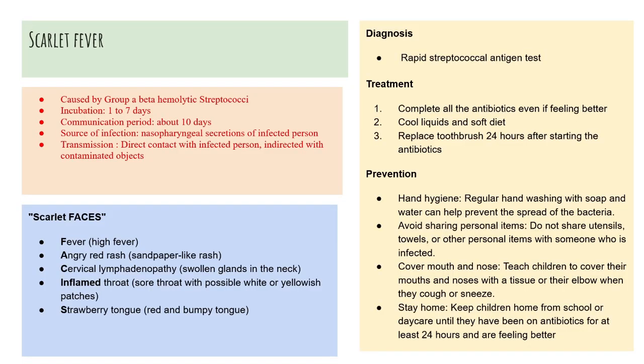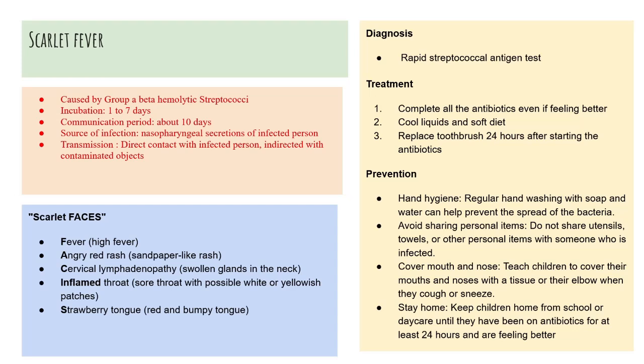Next, we have scarlet fever. Scarlet fever is an infection caused by group A beta hemolytic streptococci, and its incubation period is 1 to 7 days and communicable period about 10 days. Source of infection is nasopharyngeal secretions, and direct contact and indirect contact will be the transmission method.